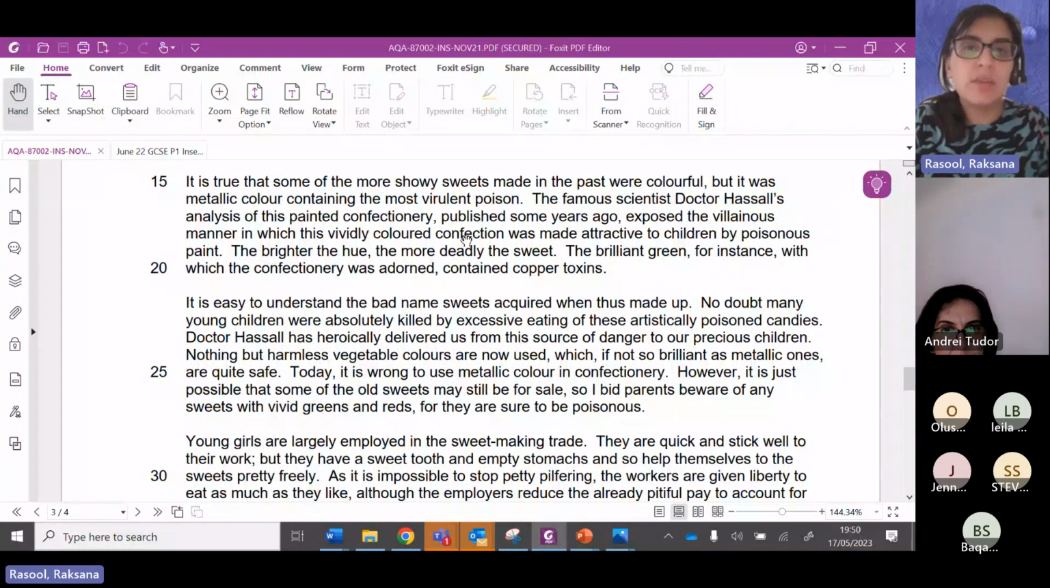So it is true that some of the more showy sweets made in the past were colourful, but it was metallic colour containing the most virulent poison. The famous scientist Dr. Hassel's analysis of this painted confectionery, published some years ago, exposed the villainous manner in which this vividly coloured confection was made attractive to children by poisonous paint. The brighter the hue, the more deadly the sweet. The brilliant green, for instance, with which the confectionery was adorned, contained copper toxins.